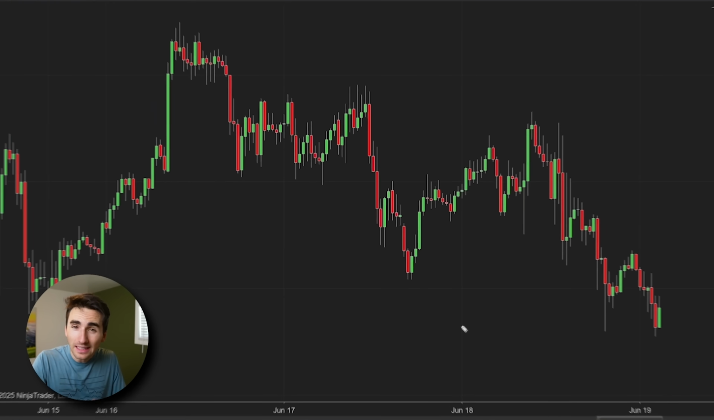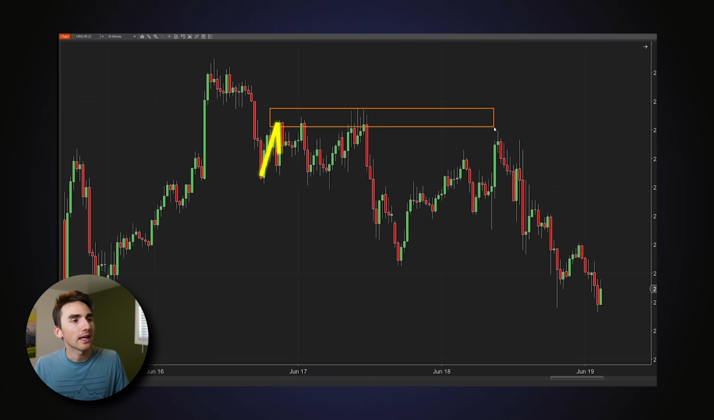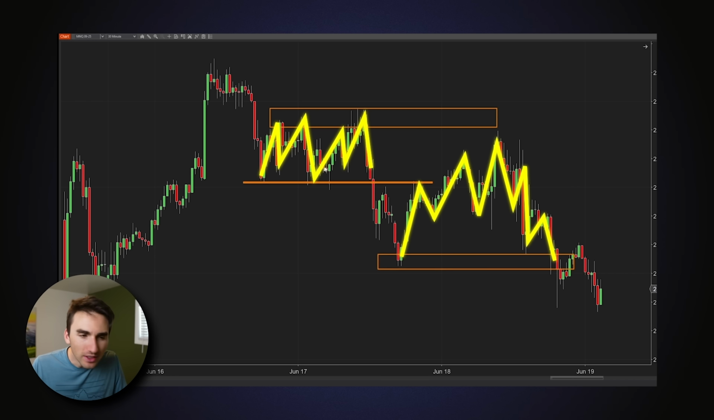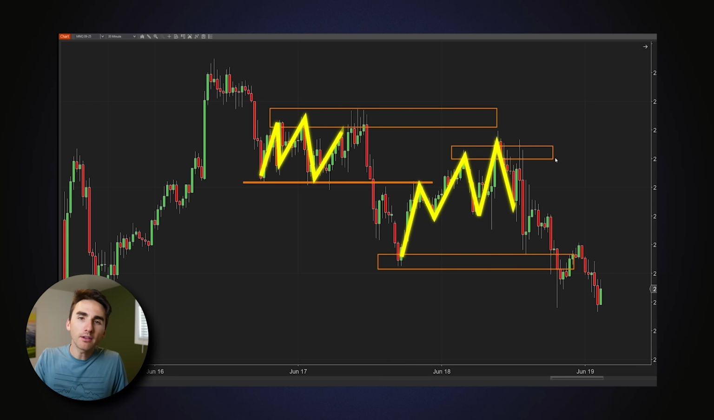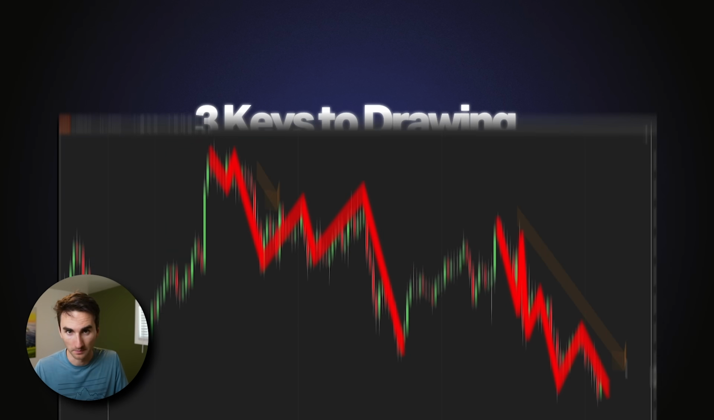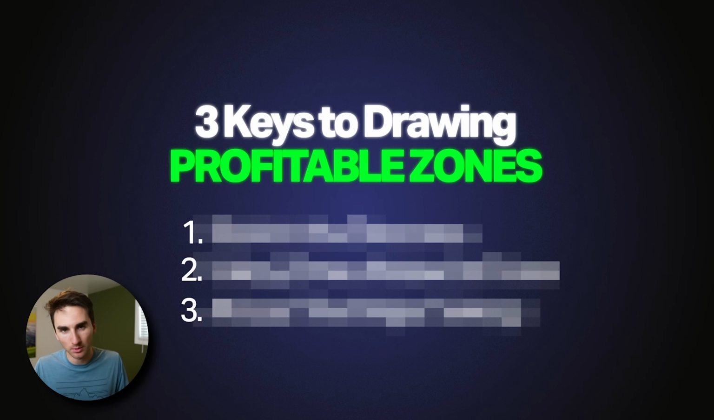It's super easy to go on any chart and try and look at every little reversal area the market has, every swing that it has. And so how do you properly find the correct supply and demand zones that are more likely to have a drastic move off of them? The way I do this is I boil it down to a few simple steps.